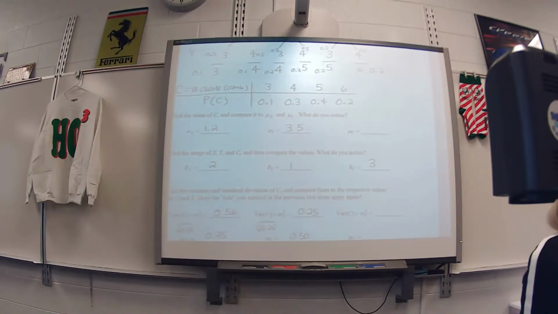I like to remind my students, we need to be efficient. Not only do you need to know how to do it, but you need to know how to do it quickly. If this was on an AP test, you don't want to waste time on calculator stuff.